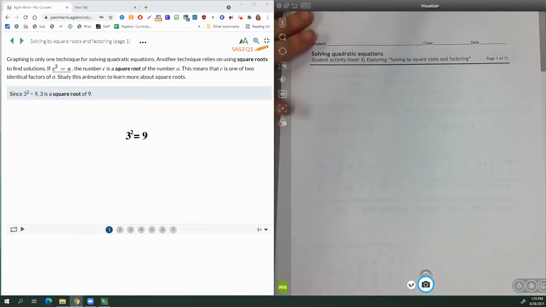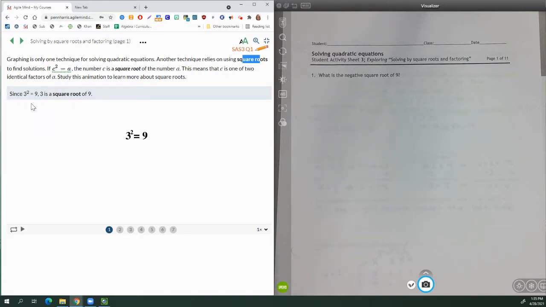The first thing I want to talk about is what happens when we take the square root of a number. If I asked you what the square root of 4 is, you'd tell me 2. If I asked you what the square root of 9 was, you would tell me 3. If I asked you the square root of 16, you would tell me 4, and so on and so forth.